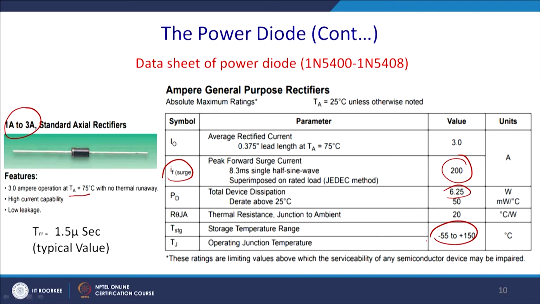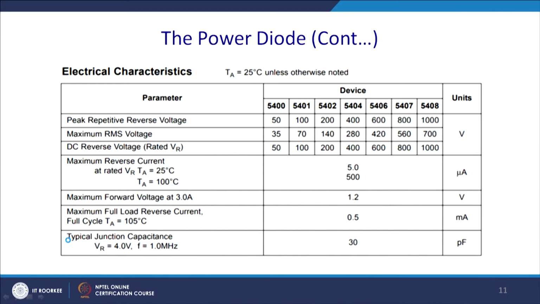Another important data given is the value of the TRR, which you can see is 1.5 microsecond, and there are different series, so you can choose a different power rating. This is basically the peak repetitive voltage if you apply it for rectifier operation. That is very important because you have a negative half cycle. So, it can block, starting from 50 to 1000, and you can choose any diode depending on its rating.